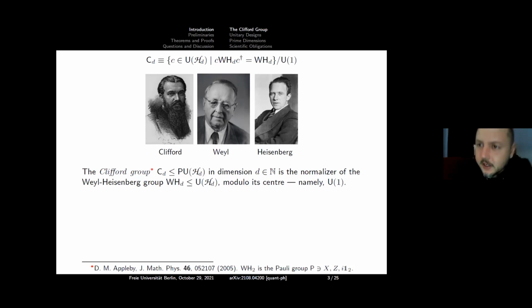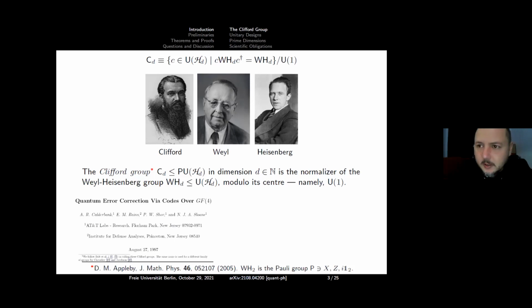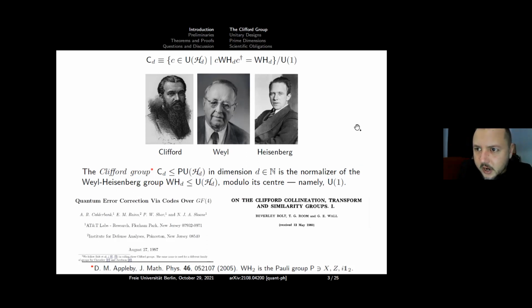In case you're wondering where the name comes from, in 1997 there was this paper, which has been cited over 3,000 times. In their revolutionary work on quantum error correction, Sloane, Shor, Calderbank, and Rains adopted the terminology Clifford group. I've just pasted down here in the bottom their footnote. They're actually citing a paper from 1960. It's two papers, back to back in the journal. It's on the Clifford collineation group by Bolt, Room, and Wall. And that's really where the name is coming from.